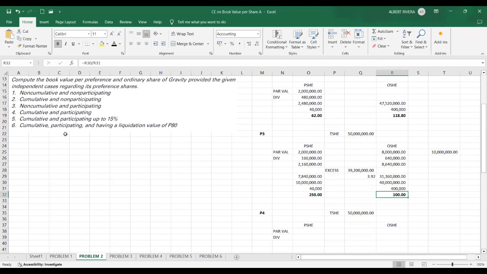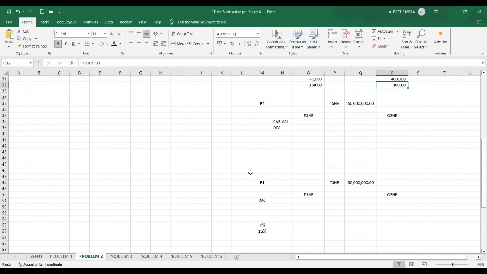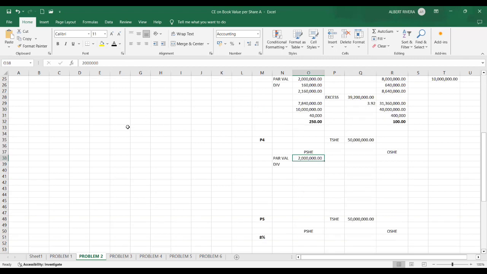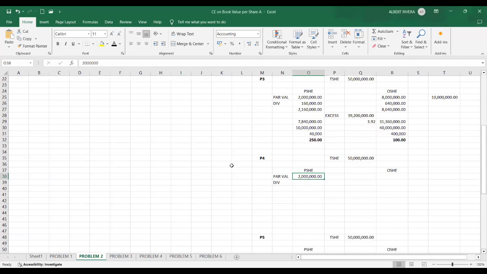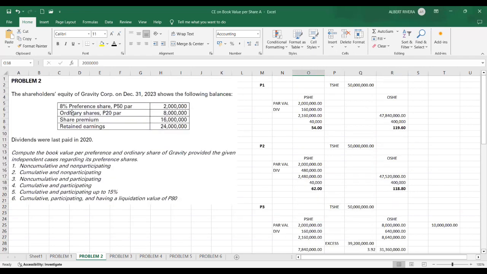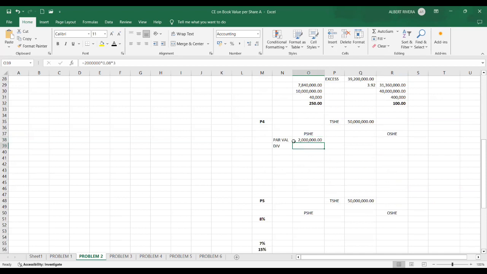Okay, problem 4, this is cumulative and participating. So this is 50 million, wala namang liquidation value, so this is at par again of 2 million. Since item 4 is cumulative, so that is 2 million times the dividend rate of 8% times 3 years, so this is 480. So a total of 2,480,000 here. Then objective is to compute for the excess.